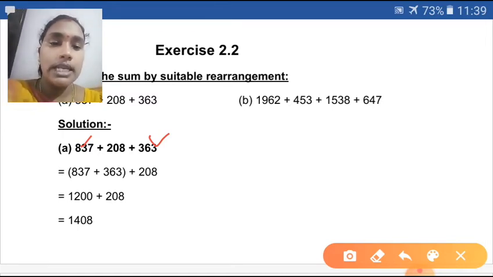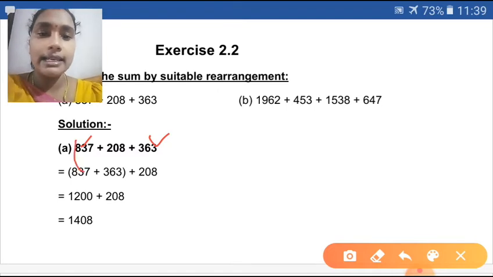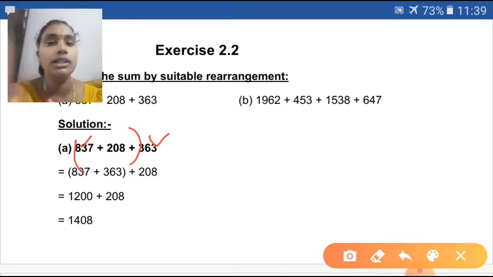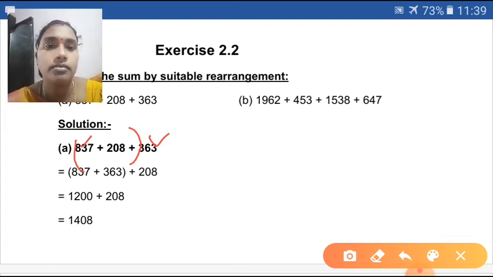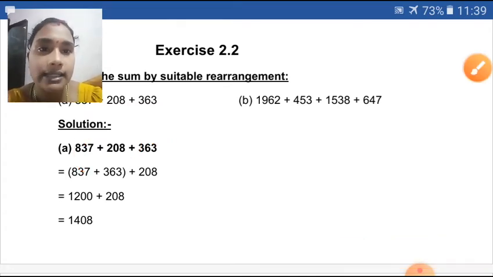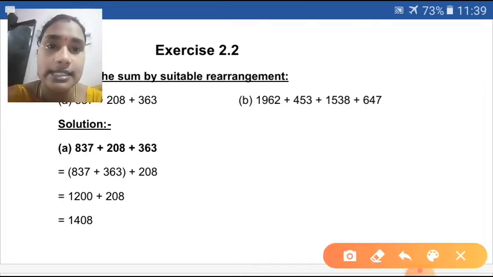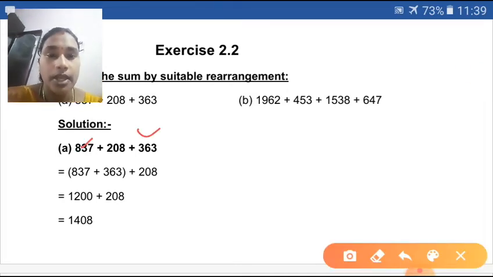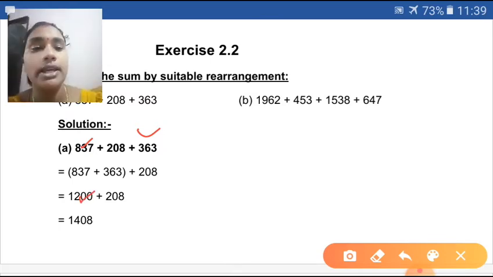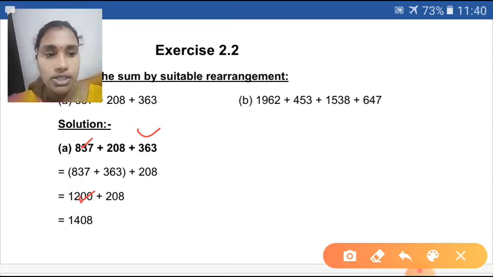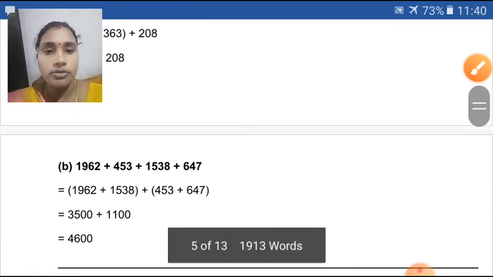You can do it in either way. You can do 837 plus 208 and then add 363, or else you can do it like this. All the different possibilities will give you the same answer, but when you do it like this, it will not take much time. First you take 837 plus 363, which gives 1200, and 1200 plus 208 will give you 1408.